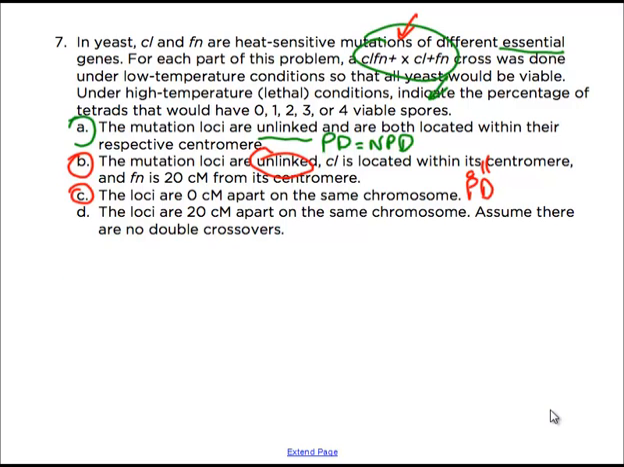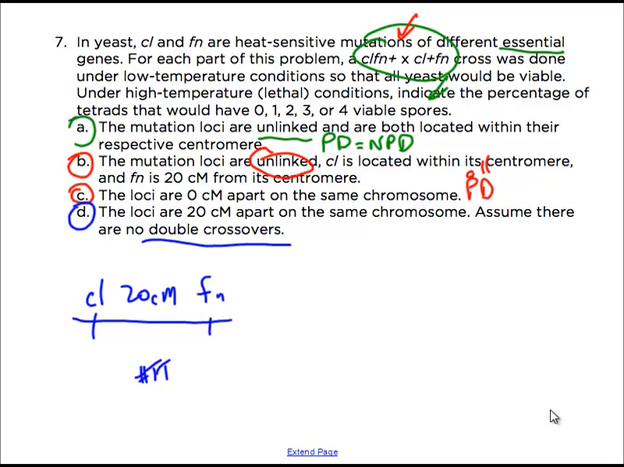Here, what about the last one here? D. The loci are 20 centimorgans apart on the same chromosome. Assume there are no double crossovers. So that means we'd have a situation where the centromere is irrelevant, in this case, where CL and FN are 20 map units apart. Now in this case, you still have to multiply by 2 because basically when there's no double crossovers, it's the number of tetratypes over the total, which is the percentage divided by 2, sort of just like before.